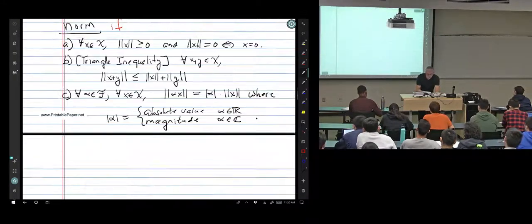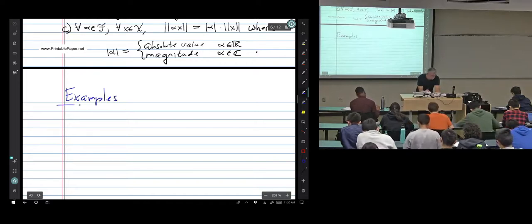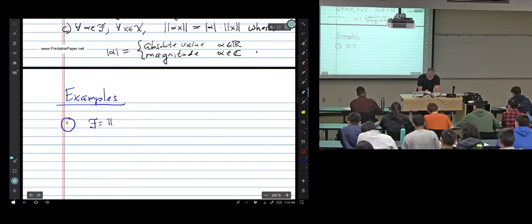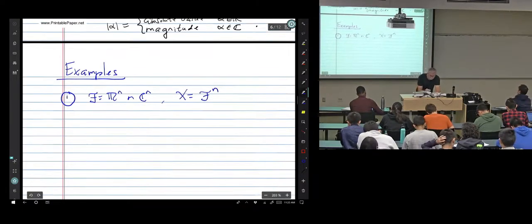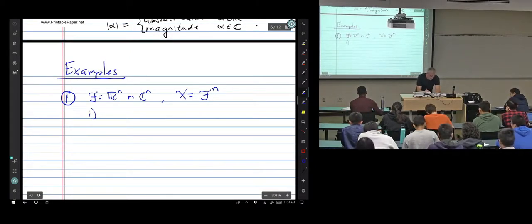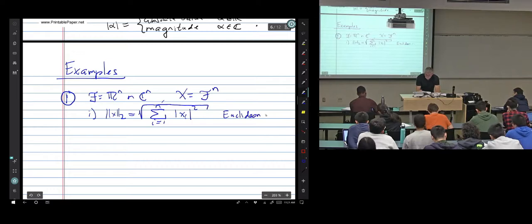Okay, so let's do some examples of these norms. Example 1: F equals R^n or C^n, and the vector space is the set of n-tuples. Something called the 2 norm is simply: I sum up the magnitude of the ith coefficient squared, and I take the square root. And that has a name. It's called the Euclidean norm.